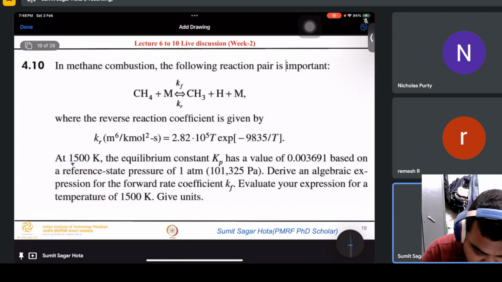We have to just find Kf. What is the formula of Kf? Okay. Formula for Kf. So we have to write down the formula in terms of K such that we can find out the formula.